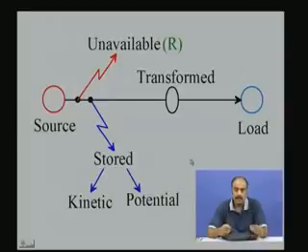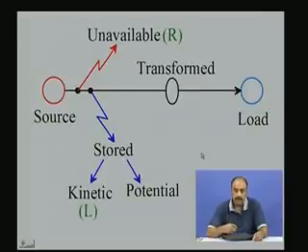So, the energy gets lost as heat most of the time in a component called a resistor, which is denoted by the letter R here. And the energy gets stored in the kinetic form in a component called an inductor, which has an inductance value indicated by the letter symbol L here. And it can get stored in the potential form in a component called the capacitor, denoted by the letter symbol C here.